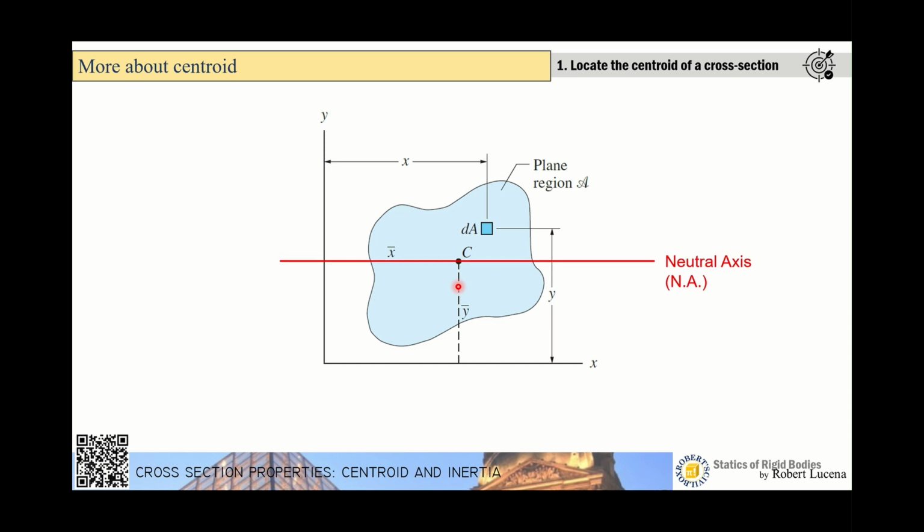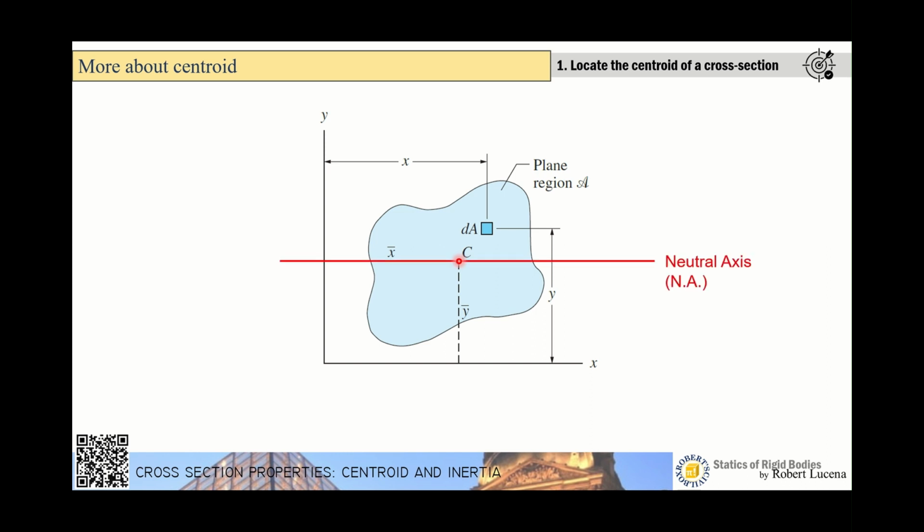So what is the essence of having x bar and y bar? x bar tells you the location of the centroid measured from the y-axis, and similarly, y bar tells you the location of the centroid measured from the x-axis.